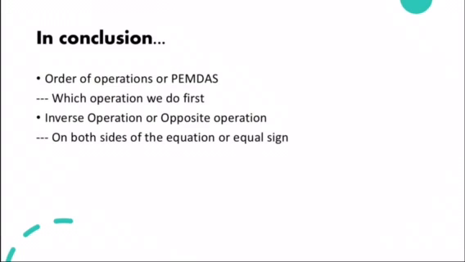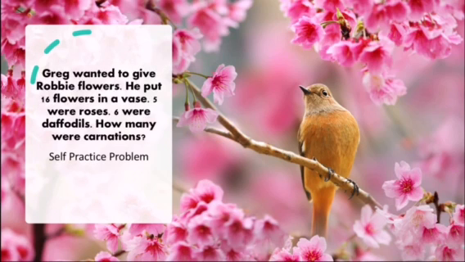In conclusion, we can use the order of operations and inverse operations to solve for the variables in two-step equations. To get more practice, why don't you try this one on your own? Greg wanted to give Robbie flowers. He put 16 flowers in a vase. 5 were roses, 6 were daffodils. How many flowers were carnations?